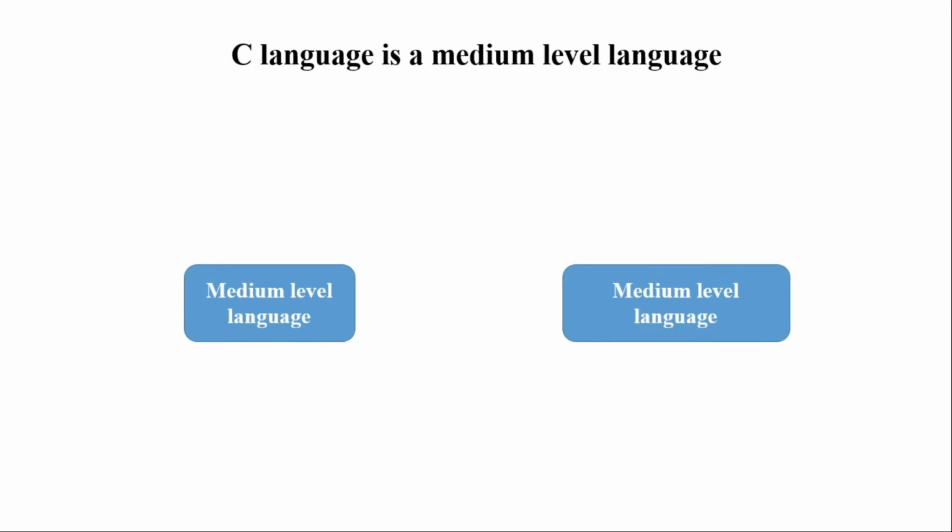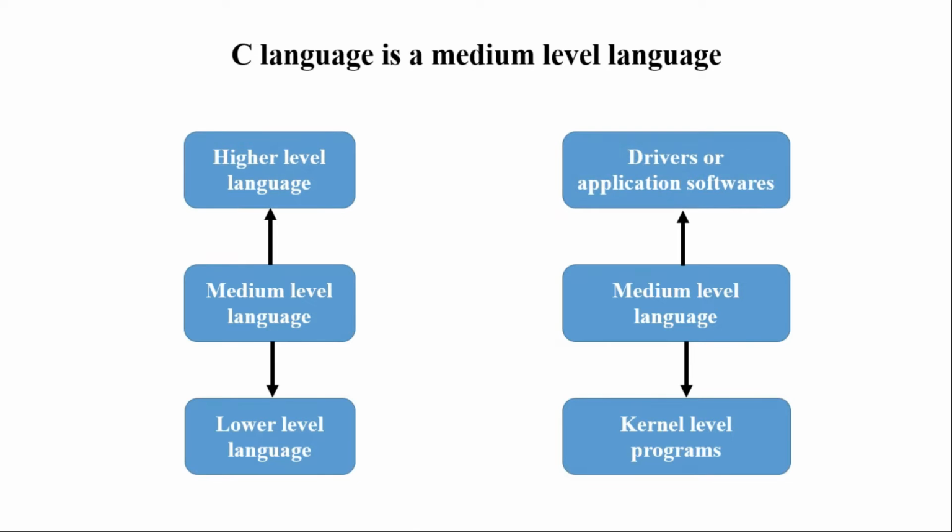Now, as we all know, C is a medium-level language. It has both the lower level and the higher level functionalities. We can use C to make drivers or kernel-level programs as well as programs for different softwares.